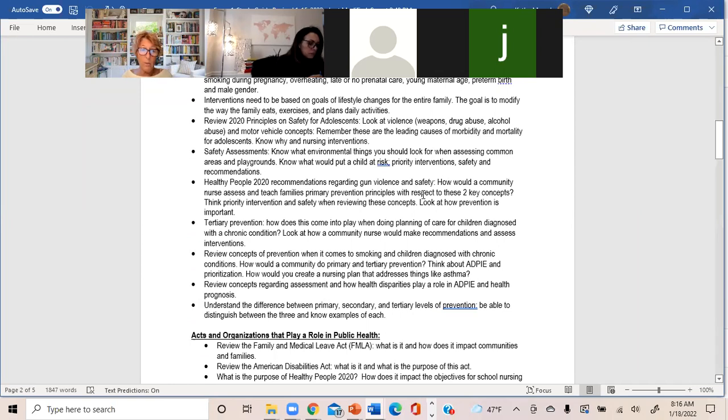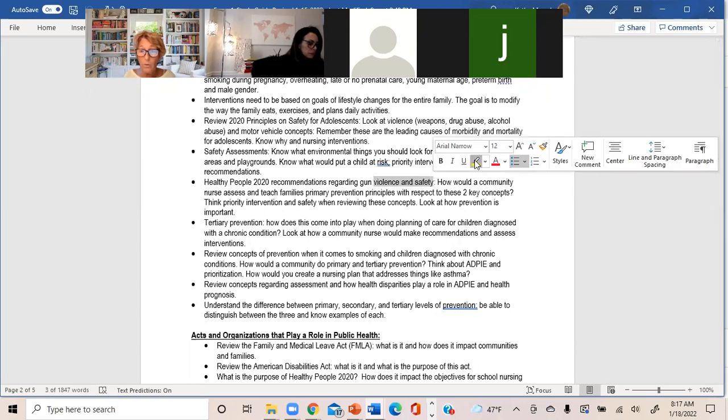So next one, Healthy People 2020 recommendations regarding gun violence and safety. Here's a potential question: how would a community nurse assess and teach families primary prevention principles with regards to these 2 key concepts? What are the 2 key concepts we're talking about? Violence and safety.